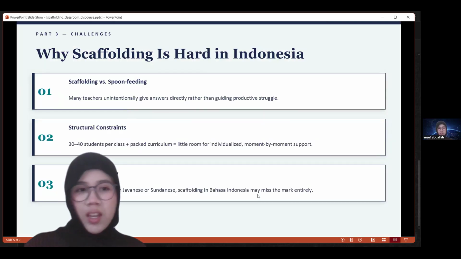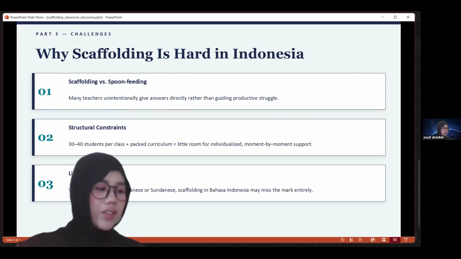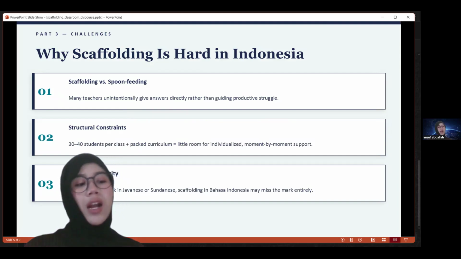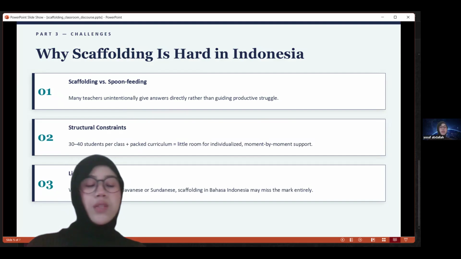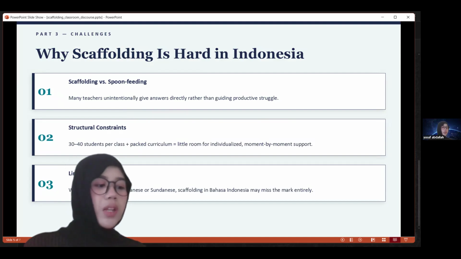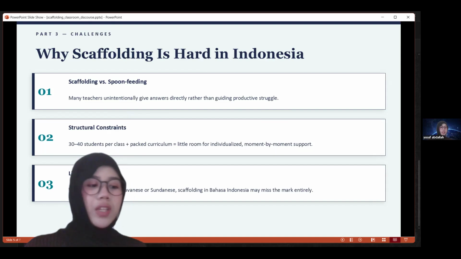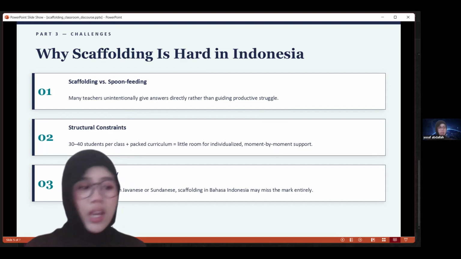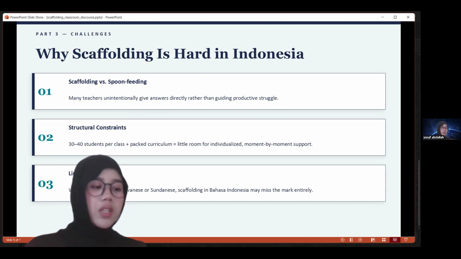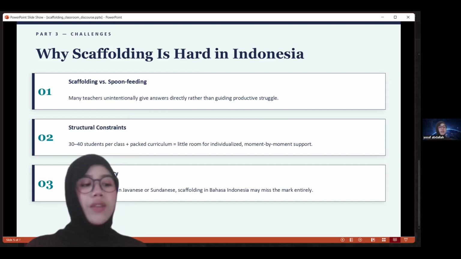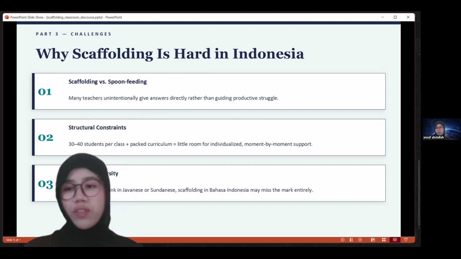Okay, so why is scaffolding hard in Indonesia? There are things that make scaffolding really hard to pull off consistently, especially in Indonesia. The first one is a lot of teachers confuse scaffolding with spoon feeding. They look similar on the surface, but they're fundamentally different. Spoon feeding removes the struggle entirely, and scaffolding preserves the productive struggle. It just gives the student enough support to keep moving forward.